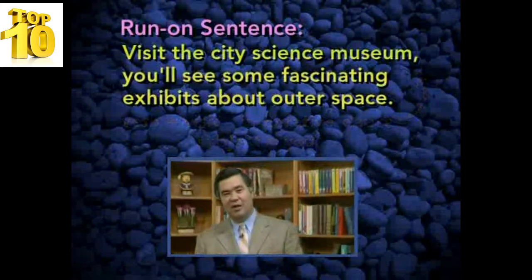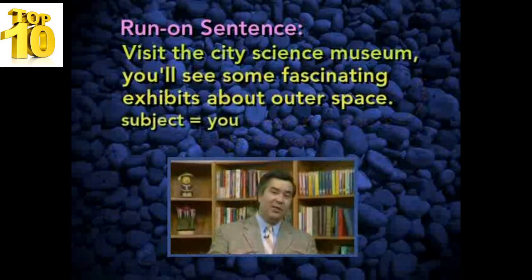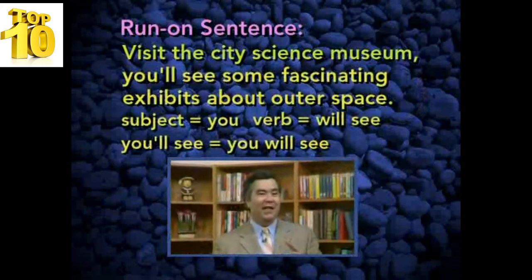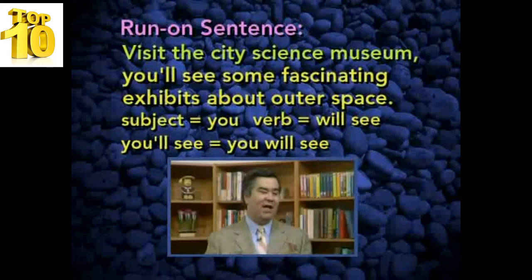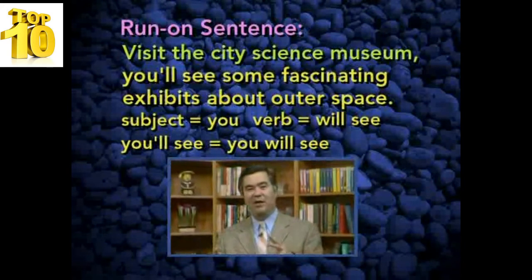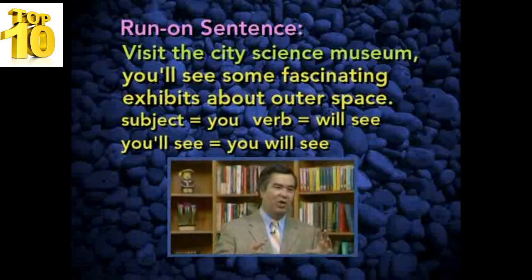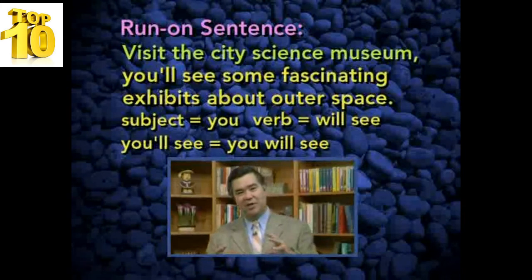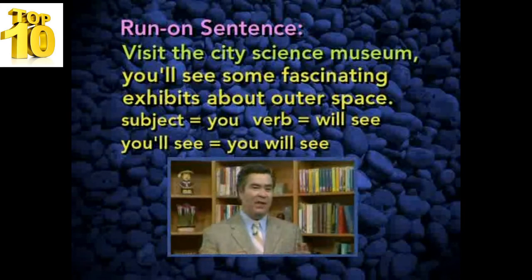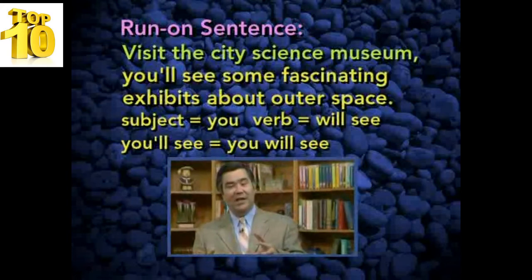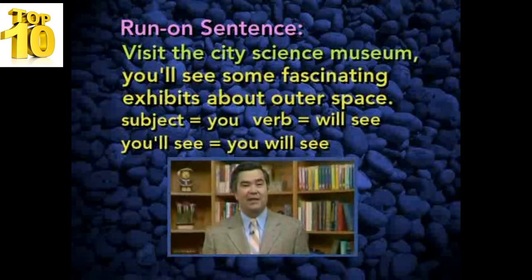In our second clause, the subject is you, and the verb is will see. In this case, it takes the form of the contraction apostrophe LL instead of spelling out the word will at full length. But the words you'll see really mean the same as you will see. So in the second clause here, the verb is will see, and the subject is you. So we have two clauses here, either one of which could stand alone as a sentence.